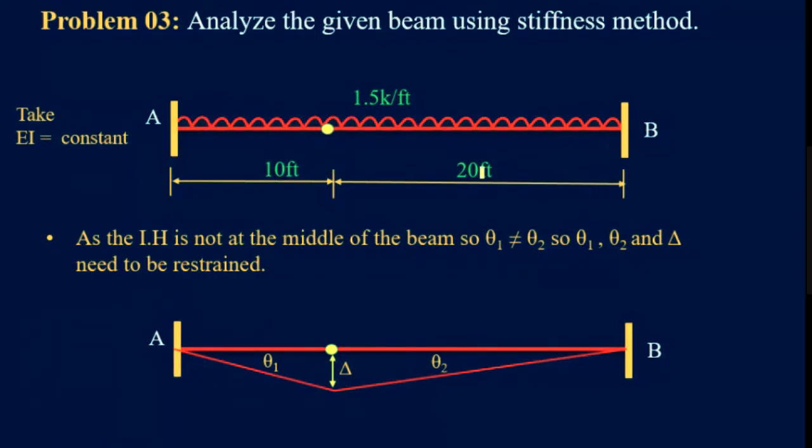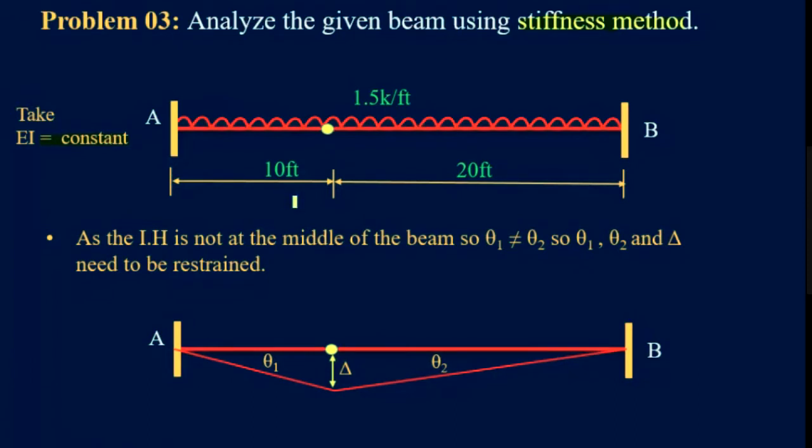Now, how will we incorporate this internal hinge in our structure, and how will we find the values of matrices in different steps? Let's have a look at this. We are asked to analyze this beam using the stiffness method. The EI value is constant for this beam.